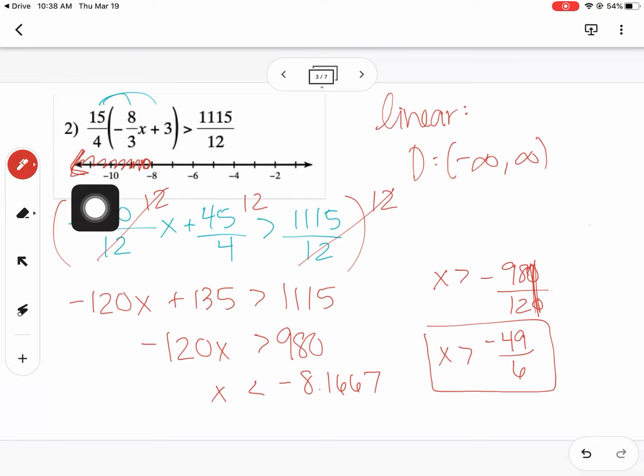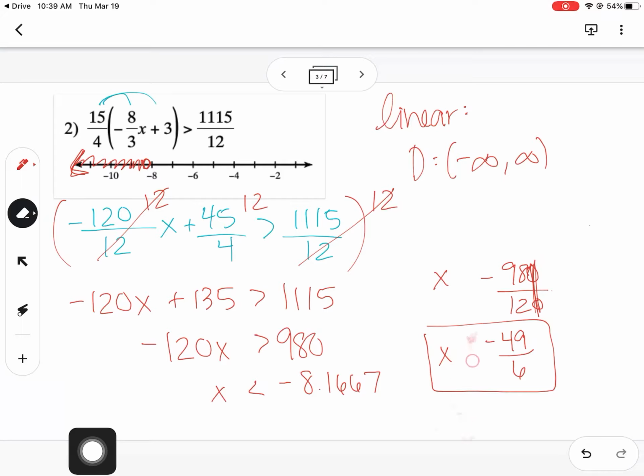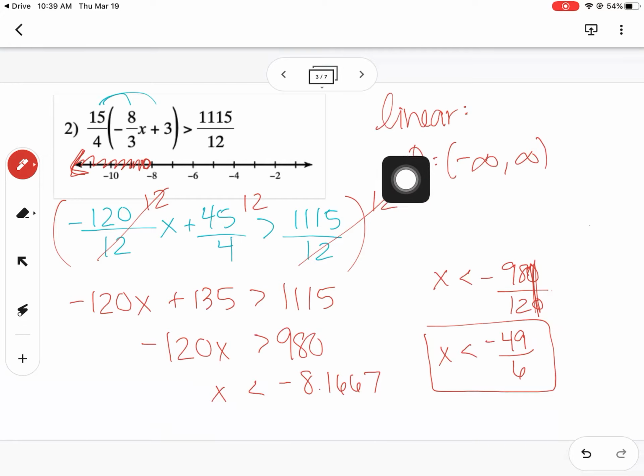Okay, so this is the actual answer for my function. Anything less than negative 49 over 6. Oops. Oh, I forgot to flip it over here. I apologize. This should have been still less than. I expected it to be any numbers. This follows into that, and so we are good.